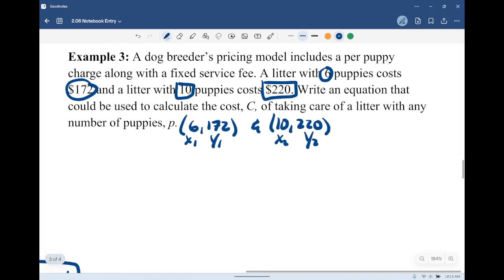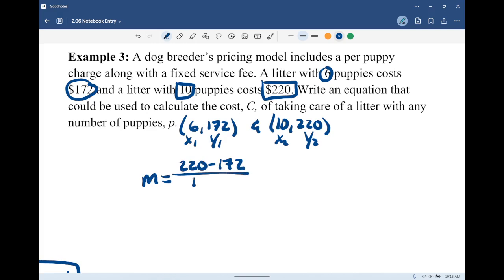Again, this setup does not change. I know it says write an equation. I'm not worried about that. I want us to interpret slope. So, m is going to be equal to 220 minus 172 over 10 minus 6. We're going to end up with, well, denominator's easy. That's just 4. But the numerator, who is their calculator? Who can help me out? 220 minus 172.